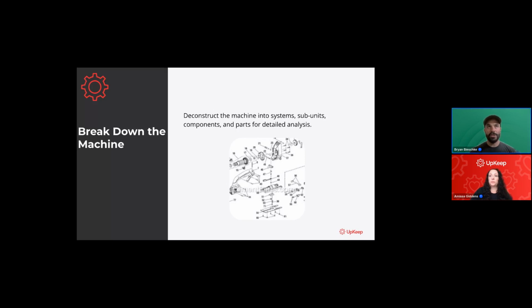Okay. Let's break down the machine, right? We want to deconstruct the machine into systems, subcomponents, parts, and detailed analysis. If you have P&ID drawings, if you've got parts breakdowns even, right? We want to know what parts go where.